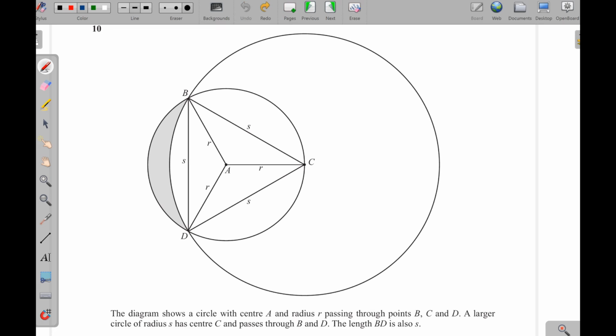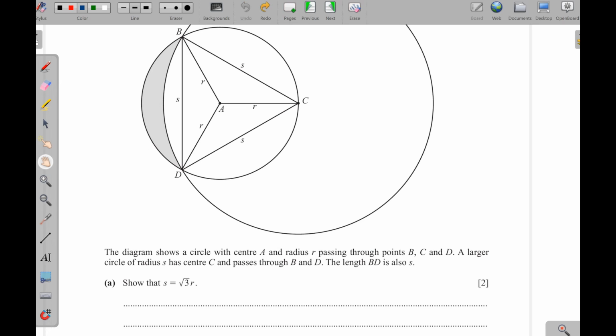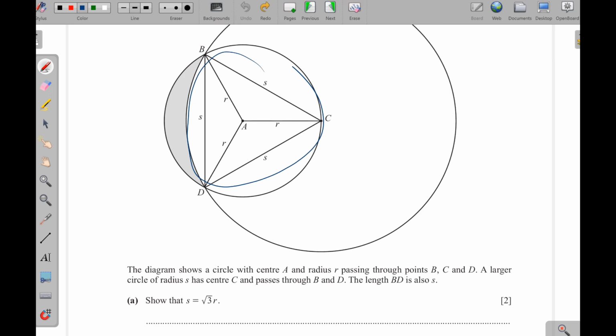Now what do they want in part A? Show that S is equal to root 3 of R. Now I want us to look at this triangle here, BCD. This is S, this is S, this is S. It is an equilateral triangle. That means this angle here is equal to this angle here, is equal to this angle here. Not so?